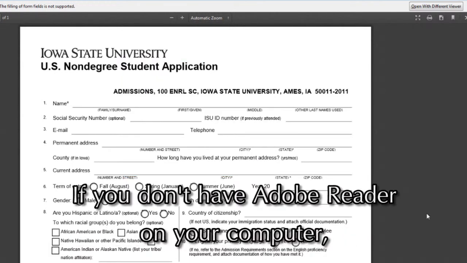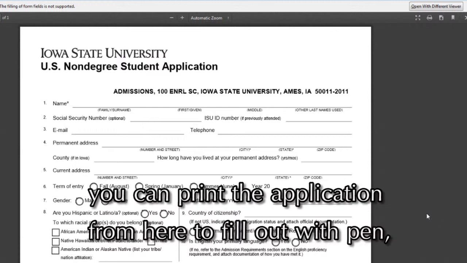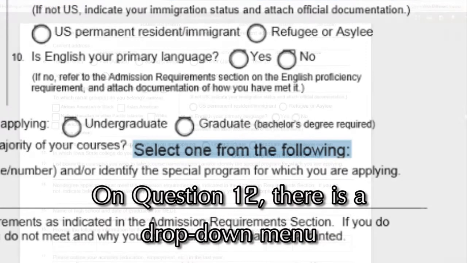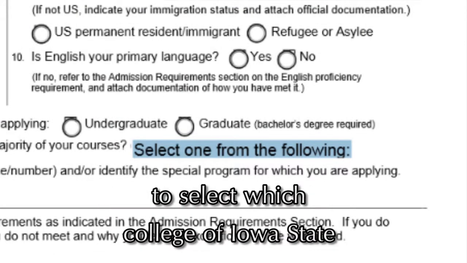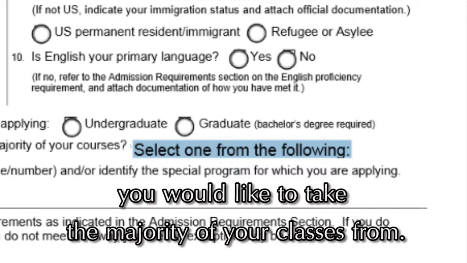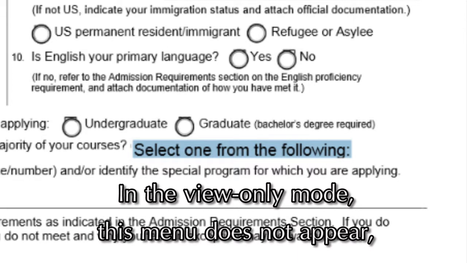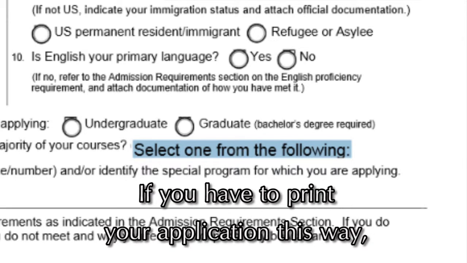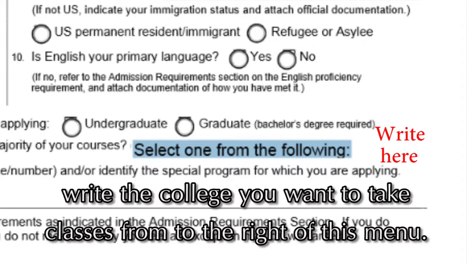If you don't have Adobe Reader on your computer, you can print the application from here to fill it out with pen, but there is one issue with that. On question 12, there is a drop-down menu to select which college of Iowa State you would like to take the majority of your classes from. In the View Only mode, this menu does not appear, and it will print reading, Select one from the following. If you have to print your application this way, write the college you want to take classes from to the right of this menu.